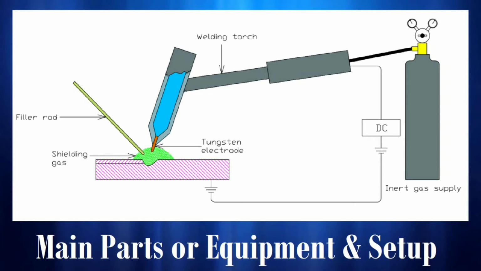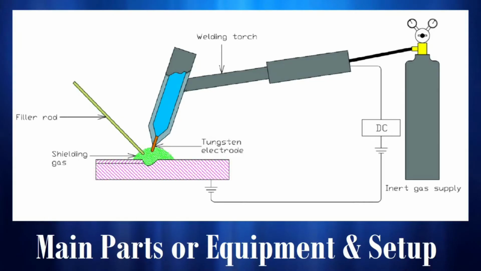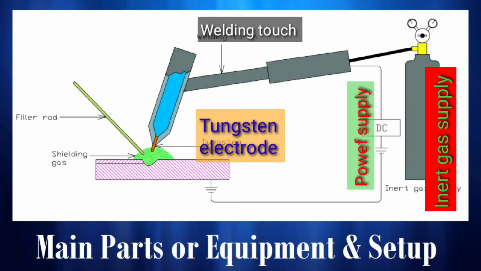As you can see in the slide, the construction of the tungsten inert gas welding machine, and this setup of the TIG welding machine consists of: number one, power supply; inert gas supply; welding torch; tungsten electrode; shielding gas; and filler rod.